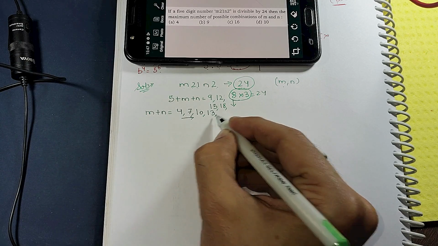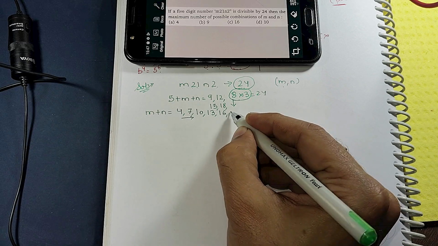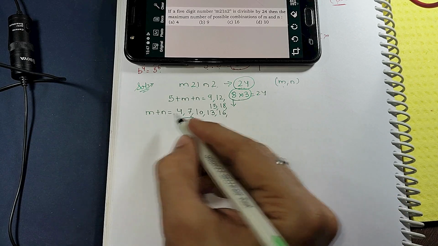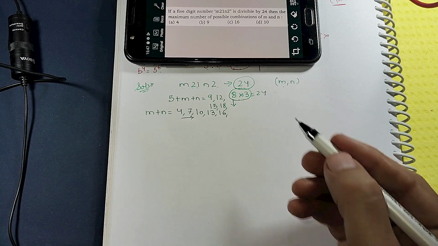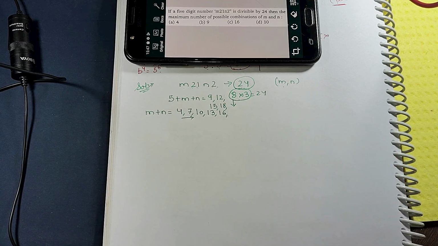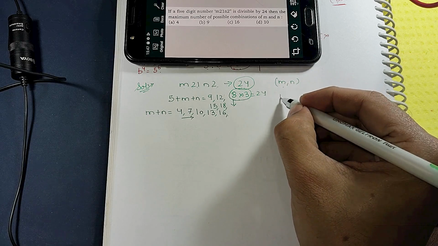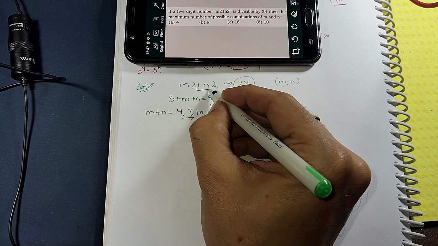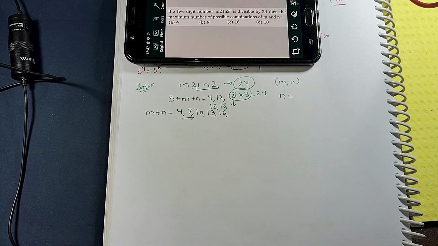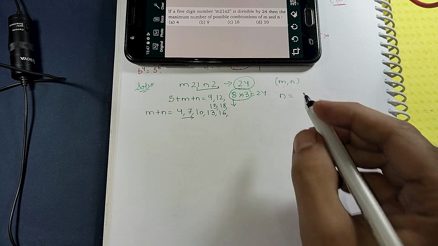So 13, 16, and 19 can be possible, but 19 can't be possible because these are single digits. So 19 would be 10 plus 9, so up to 16. M and N are single digits. Now for the value of N, since last 3 digits have to be divisible by 8, in order that the whole number is divisible by 8, we'll find some values.